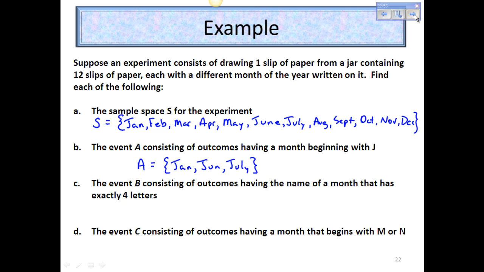The event B consists of outcomes having the name of a month that has exactly 4 letters. So B, the only months that have exactly 4 letters are June and July. And then the event C consisting of outcomes having a month that begins with M or N. So, months that begin with M or N: March, May, November.